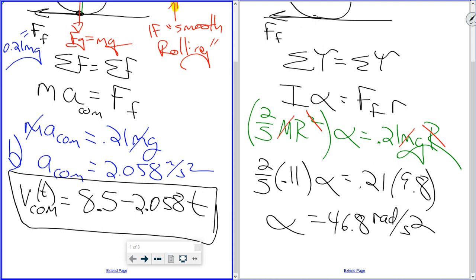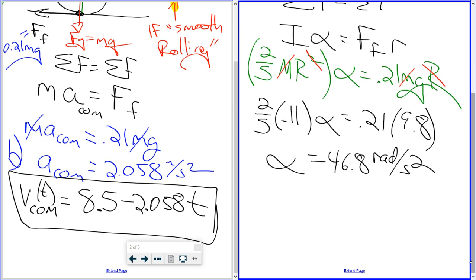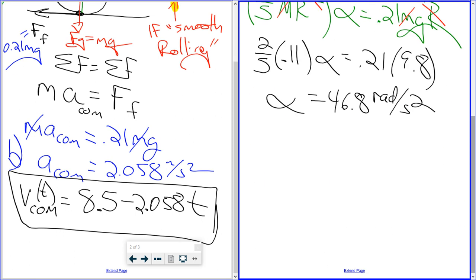Cool? All right, now let's do the same thing over here for our angular motion. Okay, so here we go. Let's write an expression now for the angular velocity as a function of time.